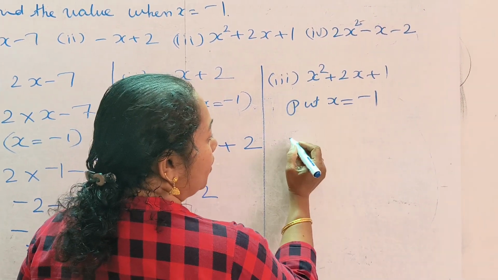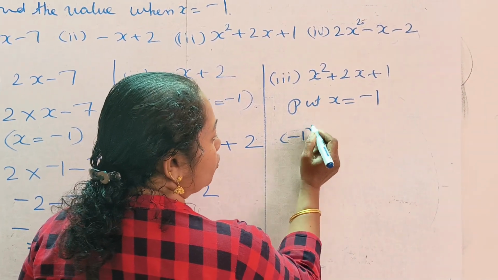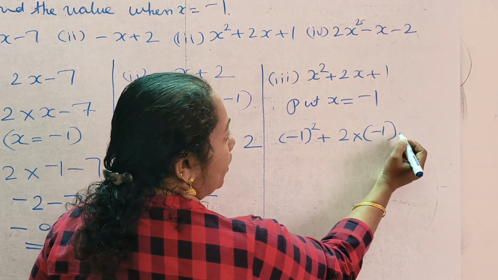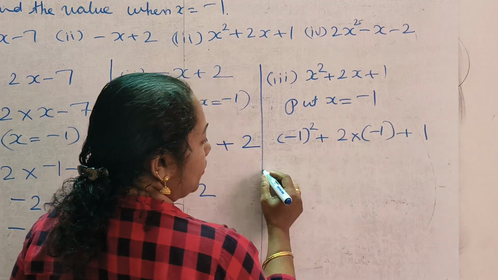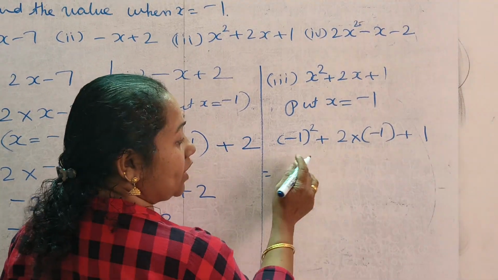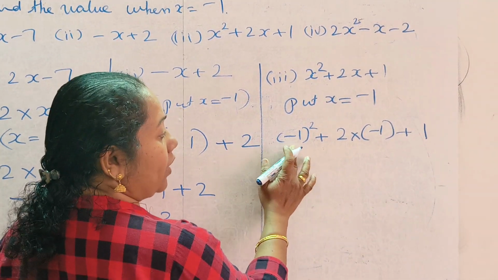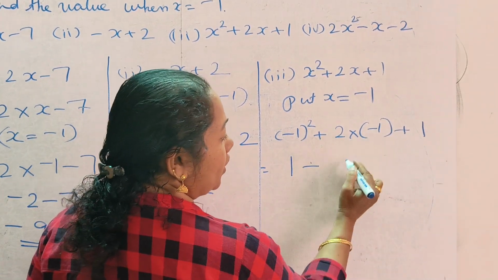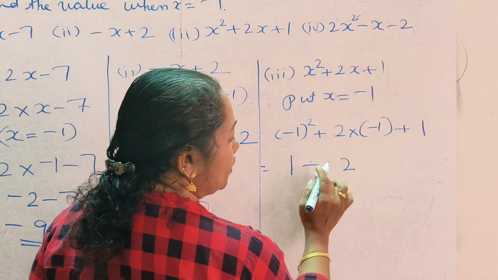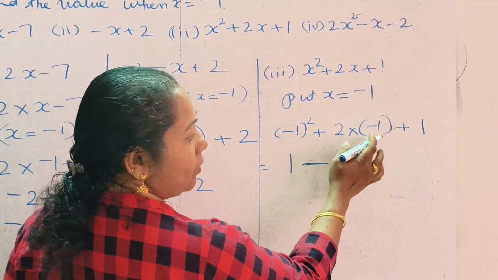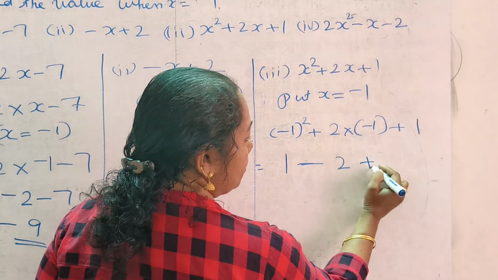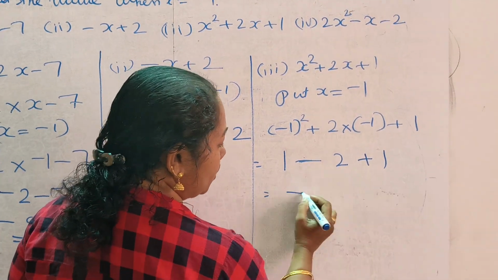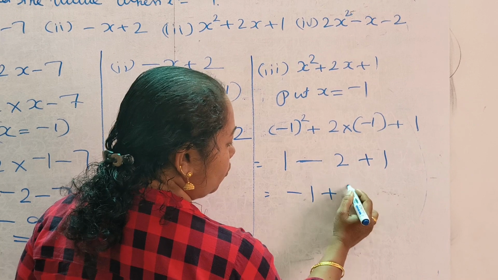So in this one, in x squared we will put minus 1 squared, plus 2x means 2 into minus 1, plus 1. That is minus 1 squared means minus 1 into minus 1. Minus 1 into minus 1 is plus 1. Now 2 into 1 is 2. Plus into minus is minus. Plus, minus 2, plus 1. So 1 plus 1 minus 2.